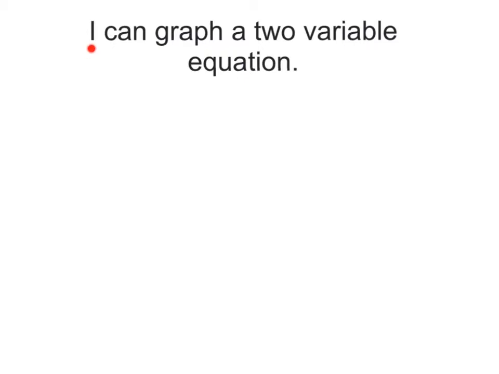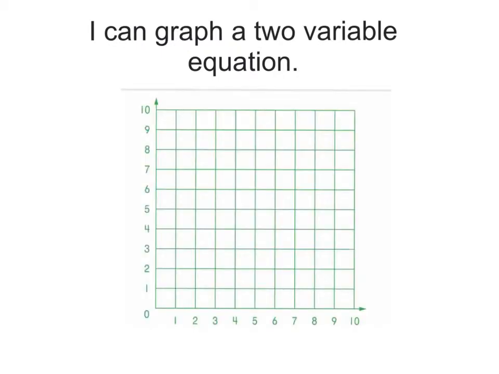Our I can statement for this video is I can graph a two-variable equation. And our variables, remember, are letters that represent numbers. Today we're going to be using x and y because those are the two parts of our graph. There are two axes. So right here we have a coordinate grid, and a coordinate grid is a place where we can plot coordinates.